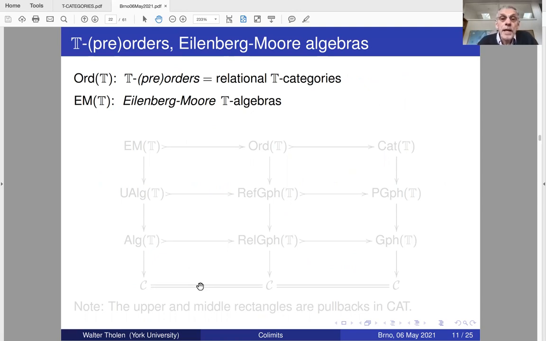In addition, we can play the same game that we played before, in the sense that we can talk about those T categories for which the pair domain, codomain is monic. These will be internal orders, T orders. And you can also take the case of the domain being an identity, and you get the usual Eilenberg-Moore algebras.